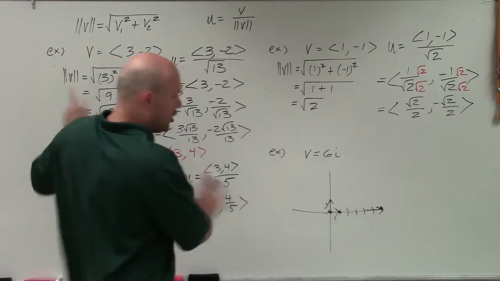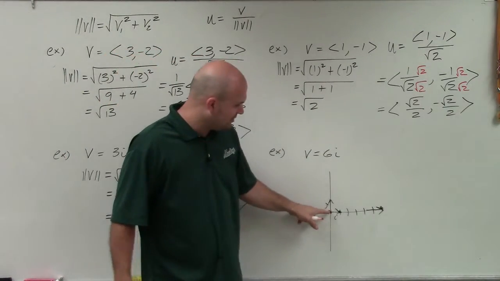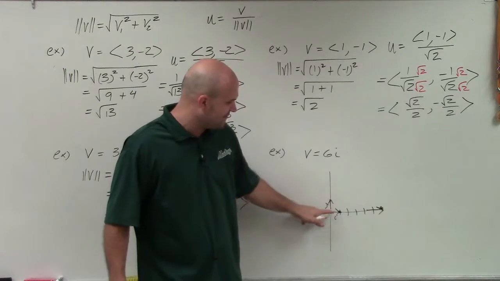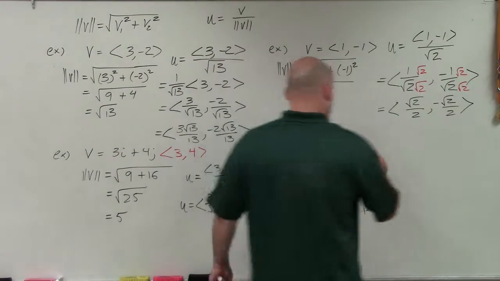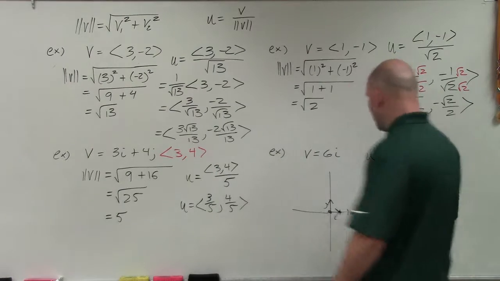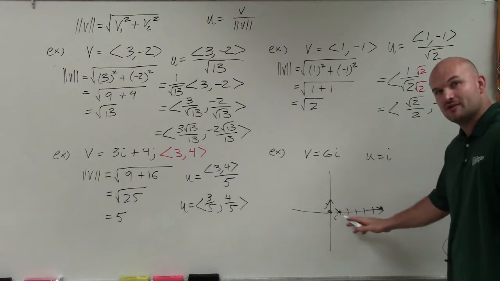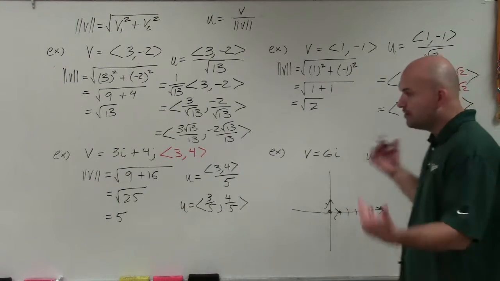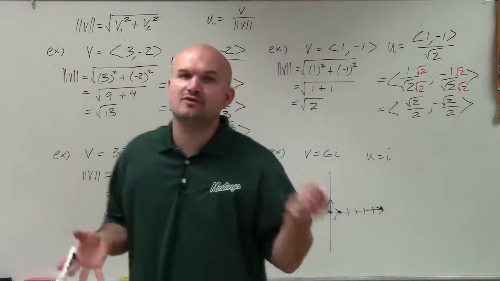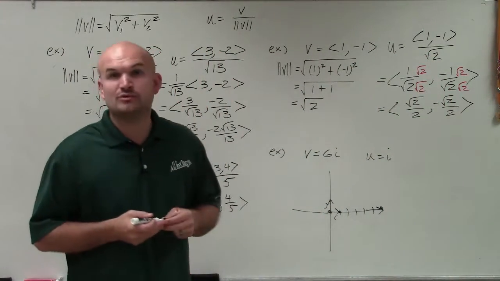So rather than going through all the math, what we can see is, if I want to have the same direction but I only want it to have a magnitude of 1, therefore the unit vector is just going to be i, because it's just going to be that one vector going out to the right 1 unit. So without doing all the math, my understanding of unit vectors, I can quickly understand that u is just going to equal i.